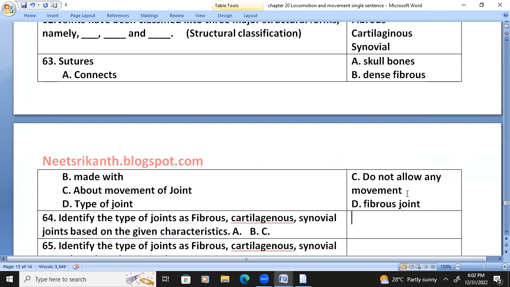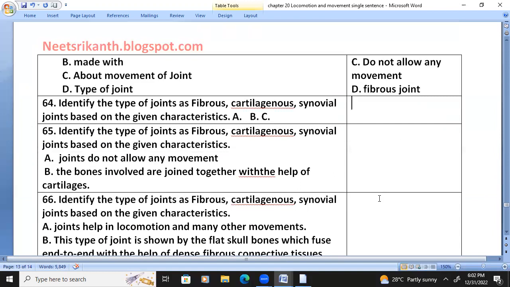Identify the types of joints, fibrous, cartilaginous, or synovial, based on the given characteristics. Joints that do not allow any movement are fibrous joints. In general, fibrous joints do not allow any movement, while cartilaginous joints join the bones with the help of cartilage.